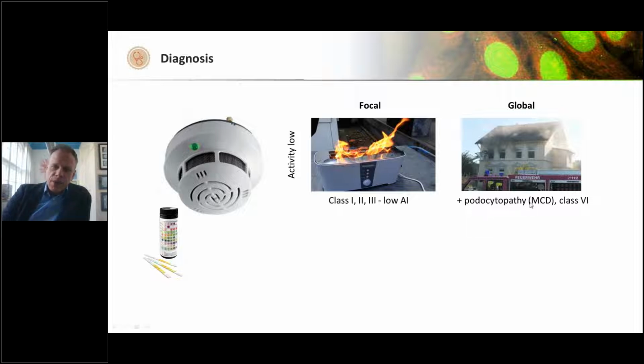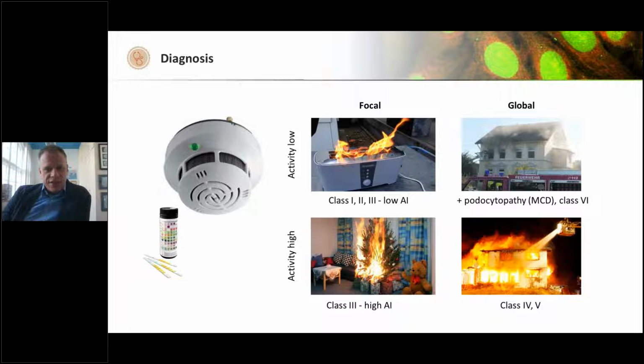And there may be a podocytopathy. This is global, but you will treat it like a minimal change disease or a steroid-sensitive nephrotic syndrome. So you do not necessarily need immunosuppressive drugs to treat a podocytopathy. But this you decide based on the activity index.